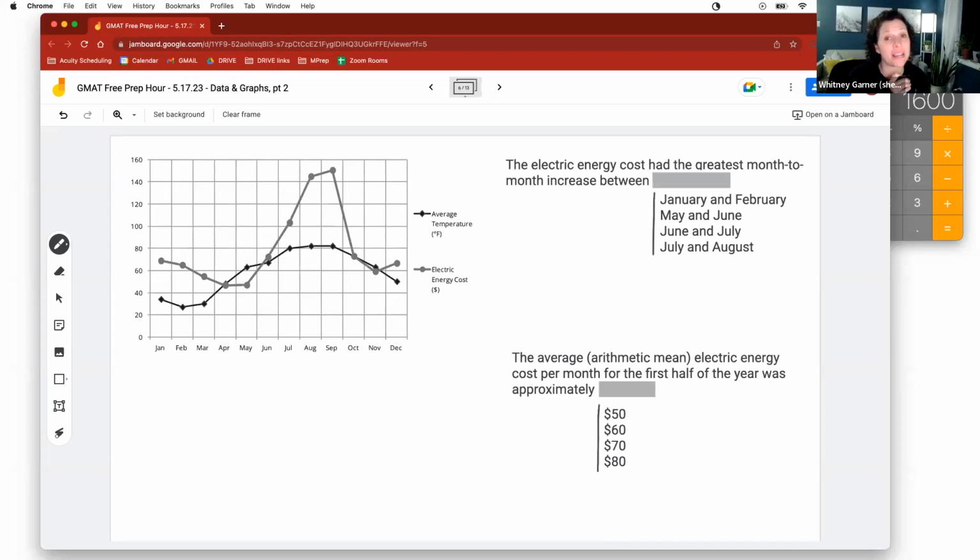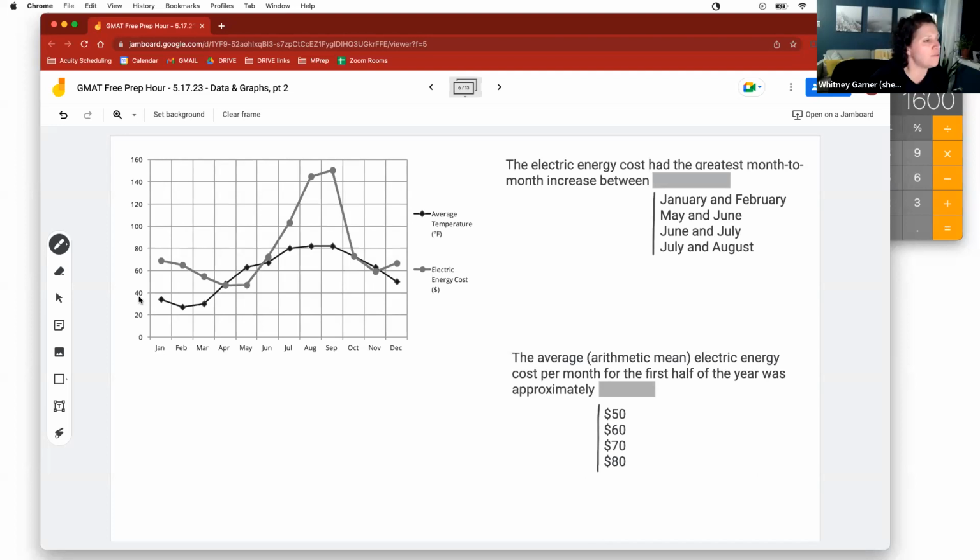I'm on mute. I got a few answers in this one. So this time we're dealing with a line graph, right? But it's a stacked line. We got more than one line. We've again got a legend, but no title. And the legend just says that the black with the diamonds is the average temperature, whereas the lighter gray with the circles is the electric energy cost in dollars.